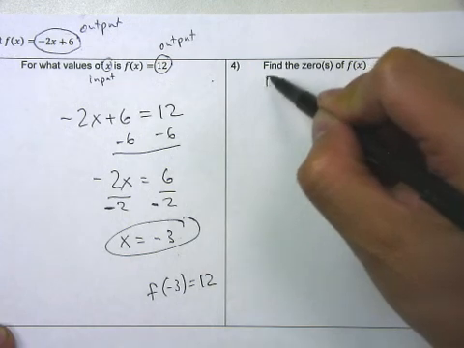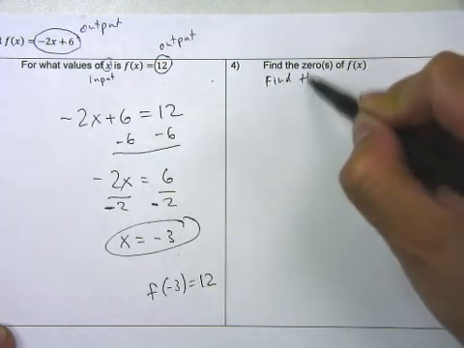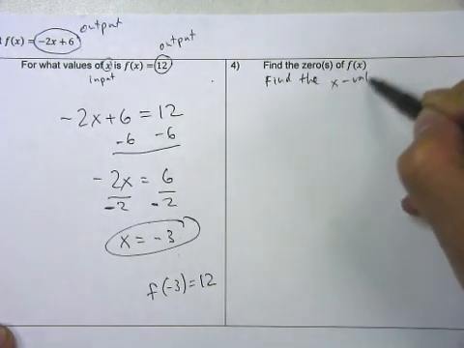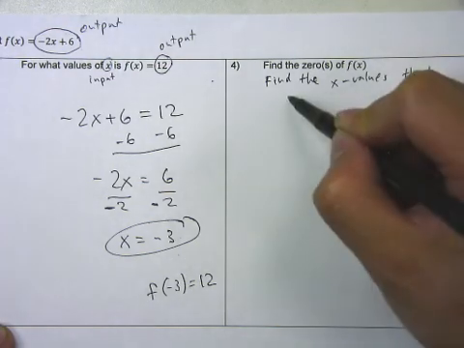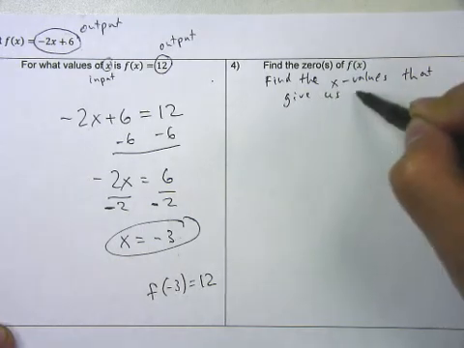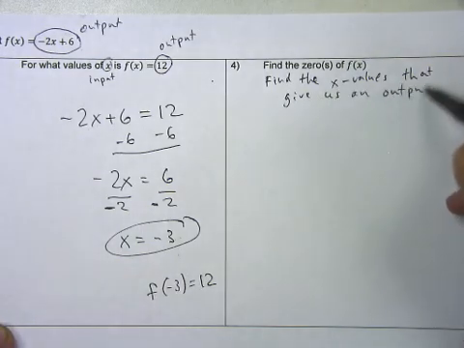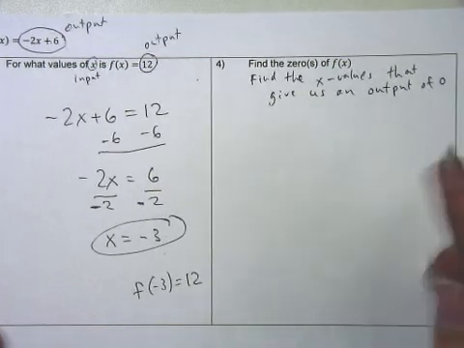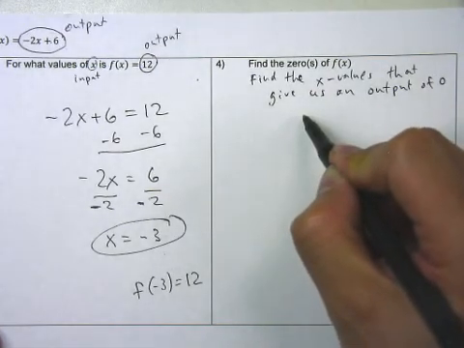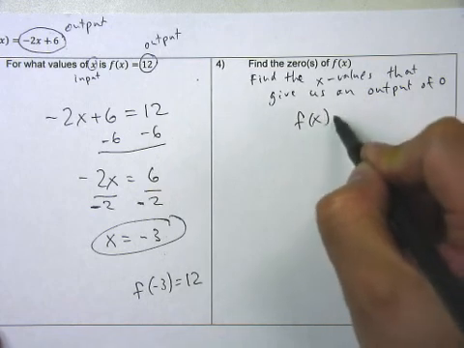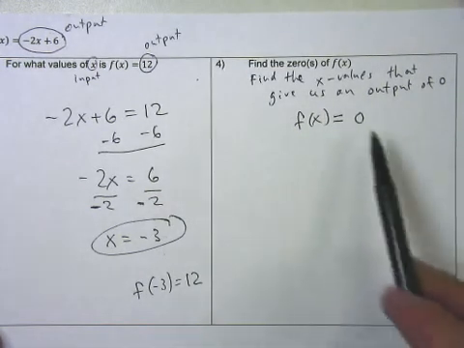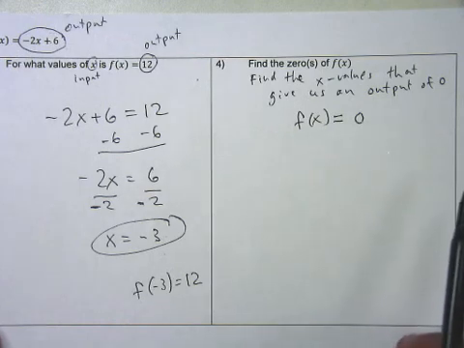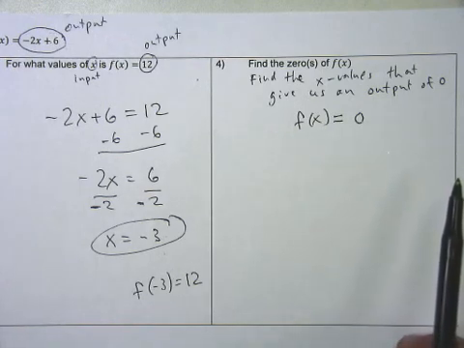Let me rewrite this question. We could rewrite this as saying, find the x values or input values that give us an output of 0. In other words, we want to find the inputs such that f of x is equal to 0. What inputs will give us an output of 0? I'd like you to pause and try to solve this.